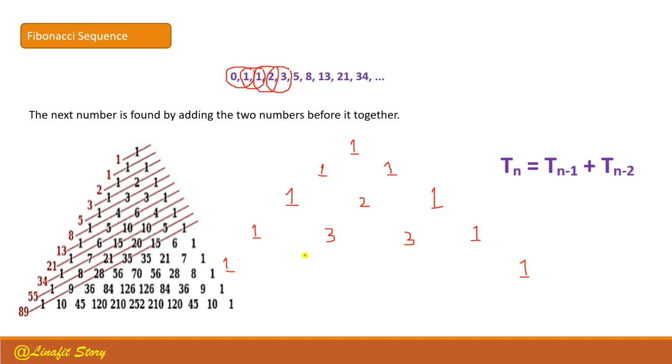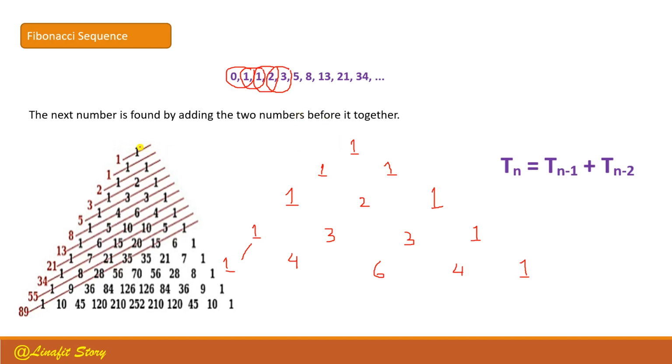1 plus 3 is 4. 3 plus 3 is 6. 3 plus 1 is 4. The triangle is getting bigger. So now here, the Fibonacci sequence says that the next number is found by adding the two numbers before it.